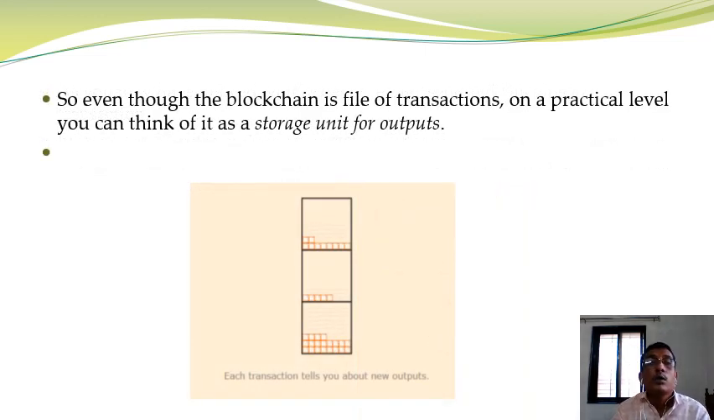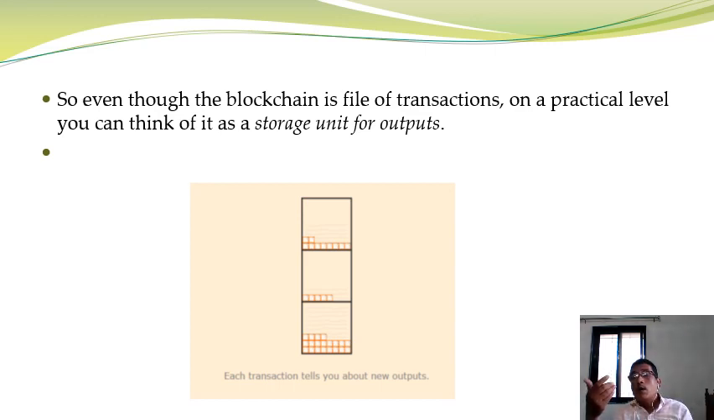So even though the blockchain is a file of transactions, on a practical level you can think of it as a storage of units of outputs. You will try to understand this typical concept, student. Blockchain, or you can say Bitcoin, is a storage unit for outputs. The Bitcoin network blockchain will store only outputs, whatever we received from the previous state. Then when we operate on outputs, the state will change, new outputs will be produced, and those outputs are added to the Bitcoin network. So the outputs flow in the Bitcoin network, from the previous transaction to the next transactions. Inputs will change the state of outputs.